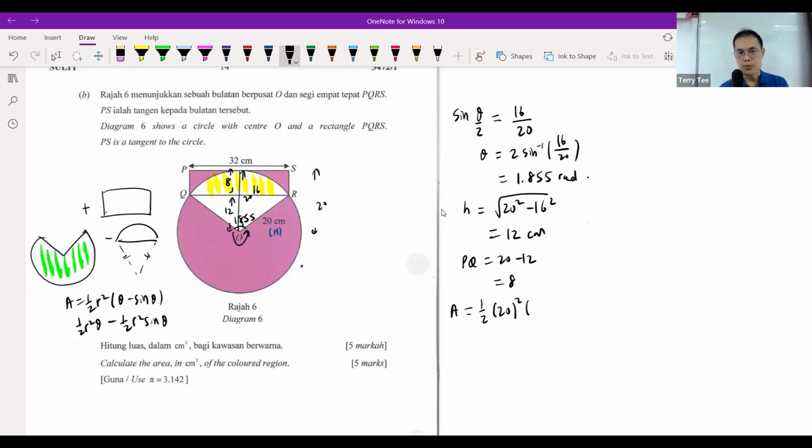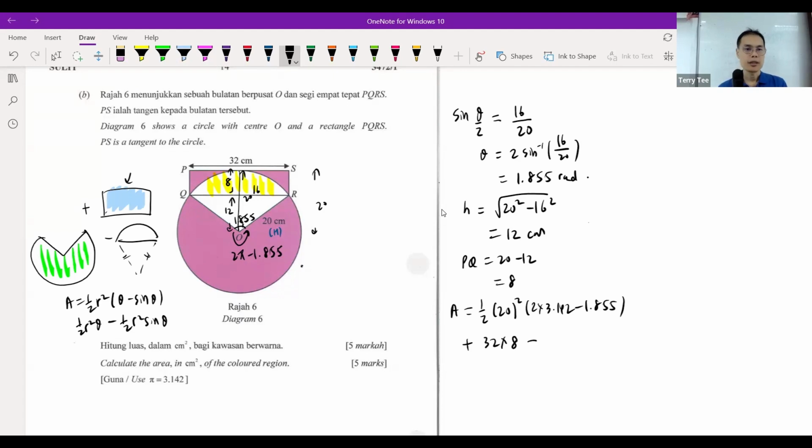Now, I can't use 1.855 because this is 2 pi minus 1.855. So I use 2 pi minus 1.855, where pi is 3.142. Then I add the area of the rectangle. This rectangle here, maybe I just color it blue. It has a length of 32 and a height of 8.